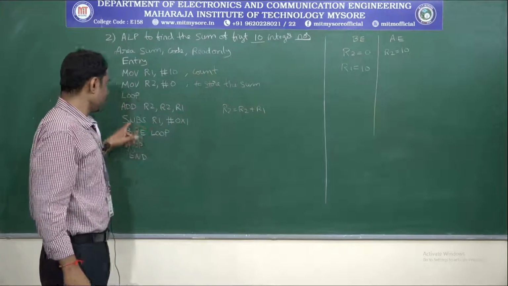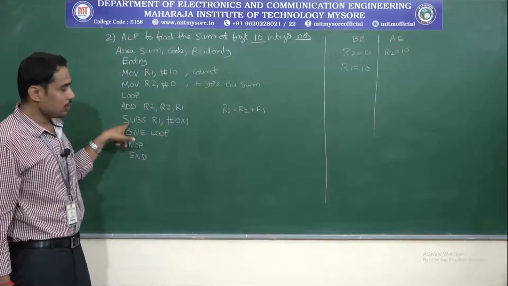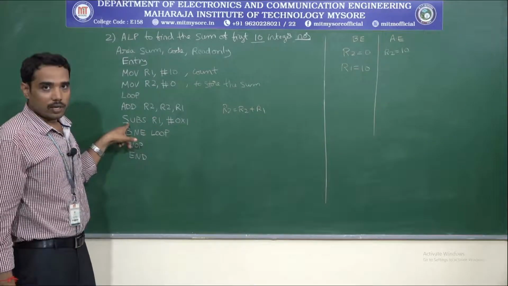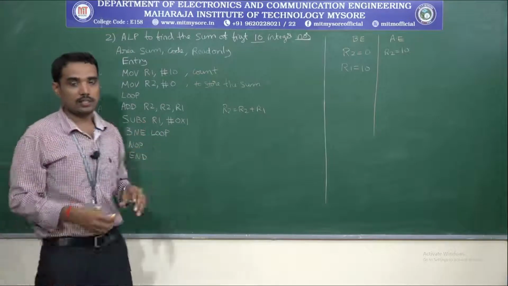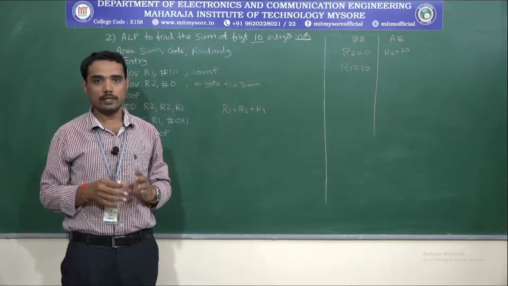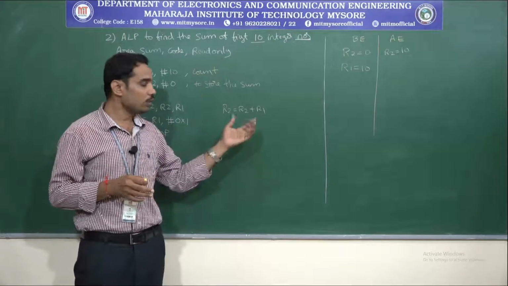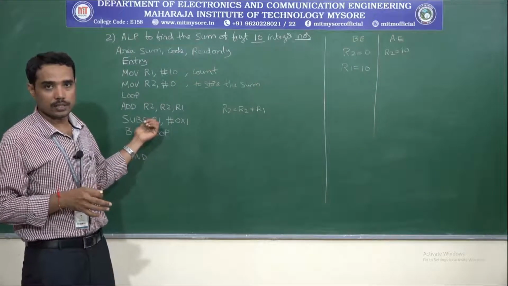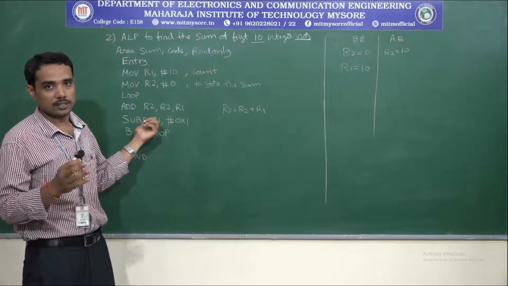Okay. And after adding, we have to decrement the count. That is by using SUBS R1, comma, hash 0x1. One may ask a question: why can't we use SUB instead of SUBS? The answer is, the difference between SUB and SUBS is that SUB performs only the subtraction, that is destination is equal to destination minus source, and it is going to update the destination, whereas SUBS not only updates the result, as well as it affects the status flag also.